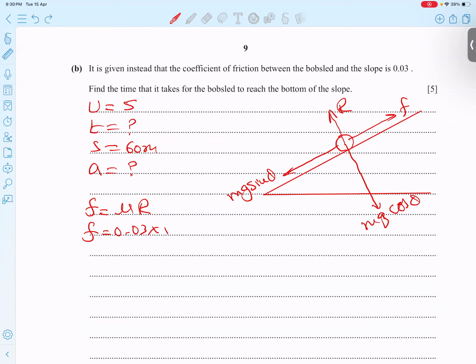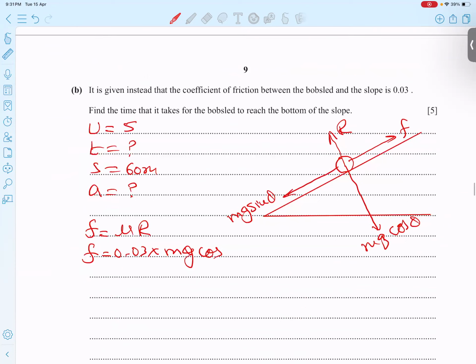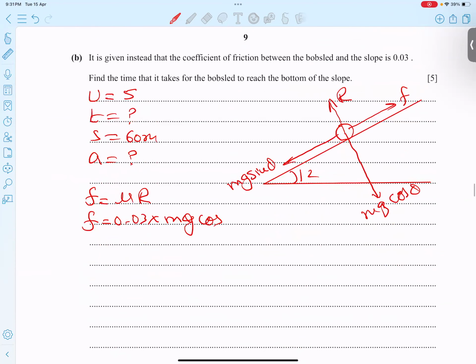R is basically equal to this one, so I'm writing here mg cos 12. This angle is 12 degrees. And I'm leaving the mass: 0.03 times 10 times cos 12. If I type everything except the mass, I get 0.2934 m. This is done.